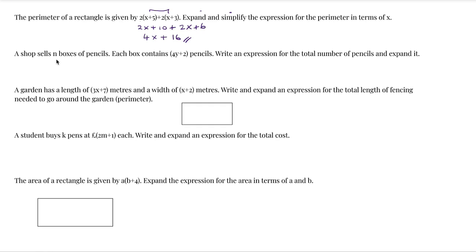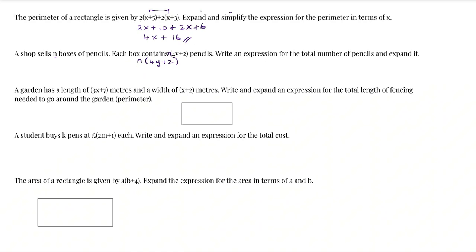A shop sells n boxes of pencils. Each box contains 4y plus 2 pencils. That's an n there. Should be an n. Write an expression for the total number of pencils and expand it. So what I'm going to do is rewrite that. So it's n bracket 4y plus 2. That's what it's asking for us.